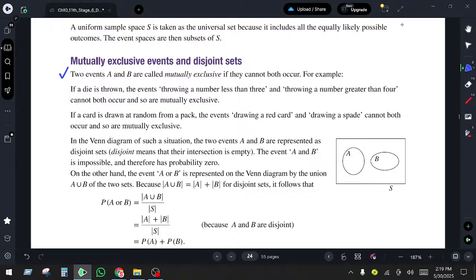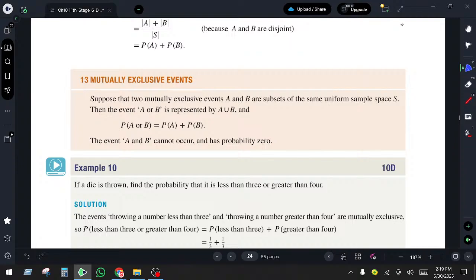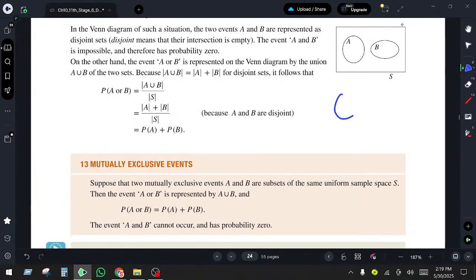Okay, and here you have to understand: cannot occur together. Probability of A union B is equal to... Mutually exclusive means this is one event, this is another event, there is no relation between A and B. There is nothing common, there is no restriction. So probability of A or B will be probability of A plus probability of B. Because they cannot occur together, the intersection probability is 0.